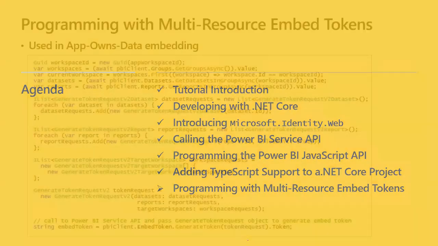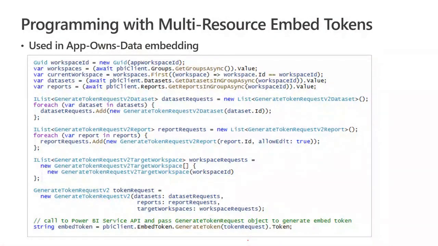Now, the one thing I wanted to end with, we always like to end with a nice beefy topic, and that is working with multi-resource embed tokens. When you use app owns data, you don't pass the user's access token from Azure AD back to the browser. You pass what's called an embed token.